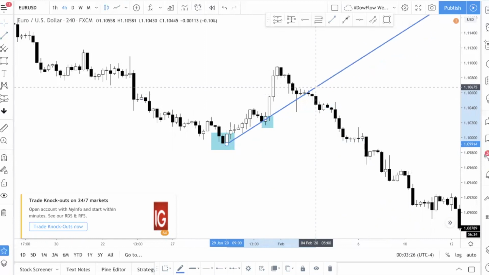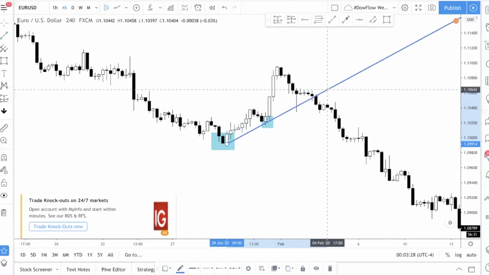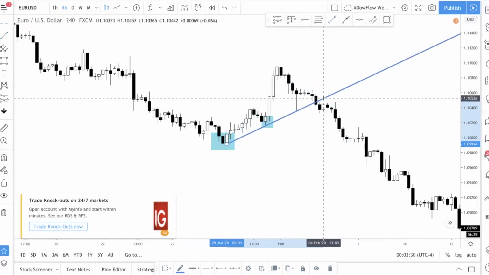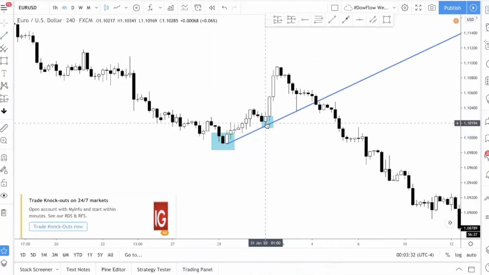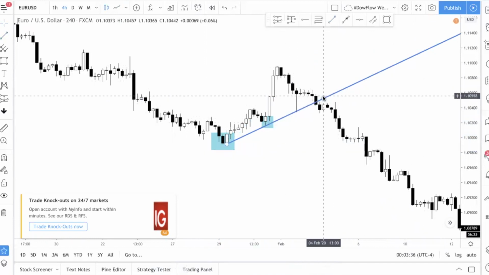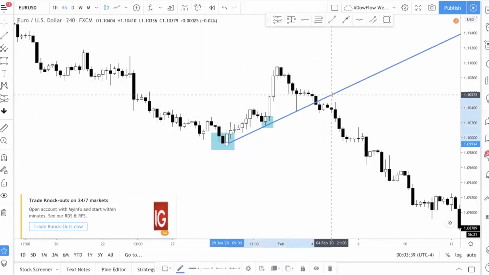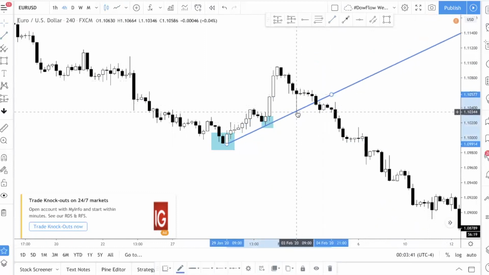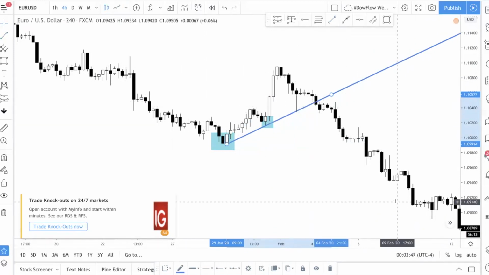Do not draw it like that. Do not draw it like that. Don't cut the body. Touch as many candles as possible. In this case, this would probably be a better trend line than this, because this one would have predicted this perfectly. You can see that when price broke it here, it kind of retested it and then it started going down. So that's how you draw trend lines.